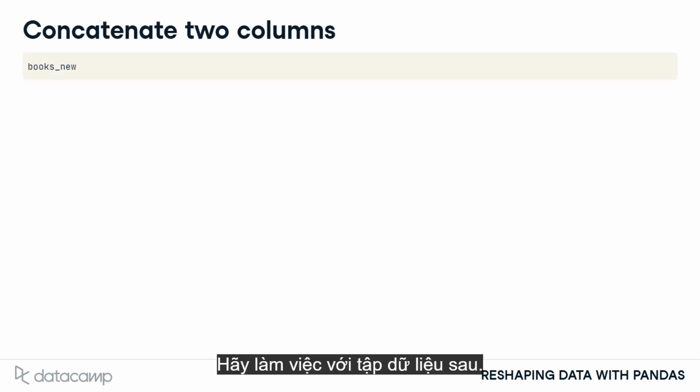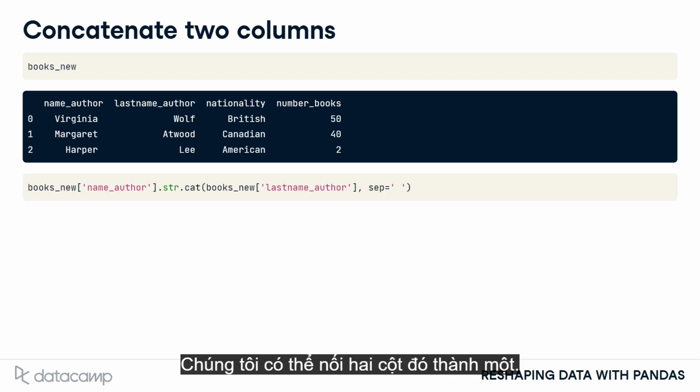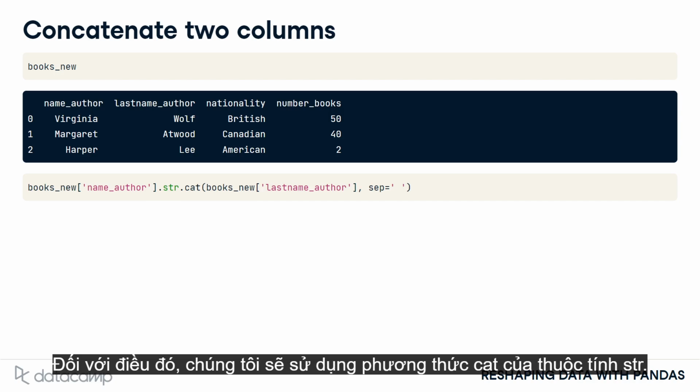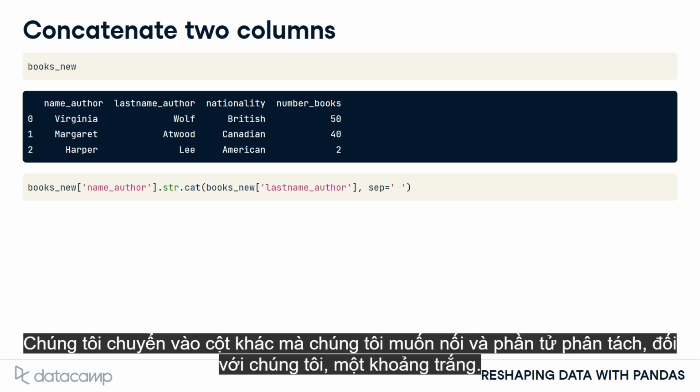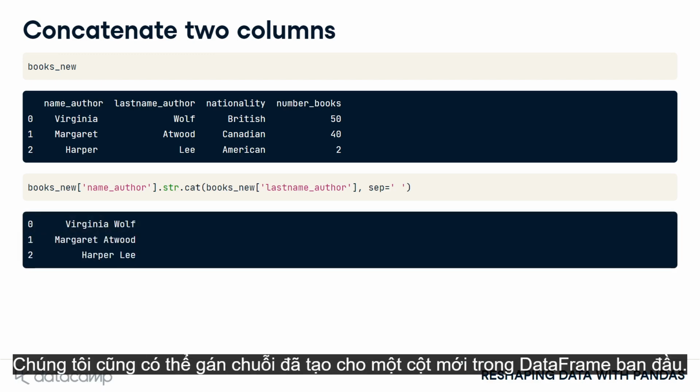Let's work with the following dataset. We can see that the name and last name of the author are in different columns. We could concatenate those two columns into one. For that, we will use the cat method of the str attribute. In our example, we apply cat on the name author column. We pass in the other column we want to concatenate and the separator element, for us, a space. We get a series of the new concatenated strings.